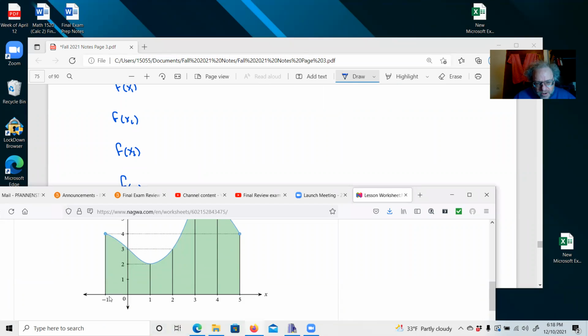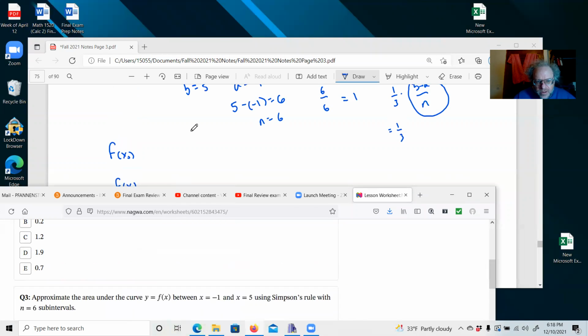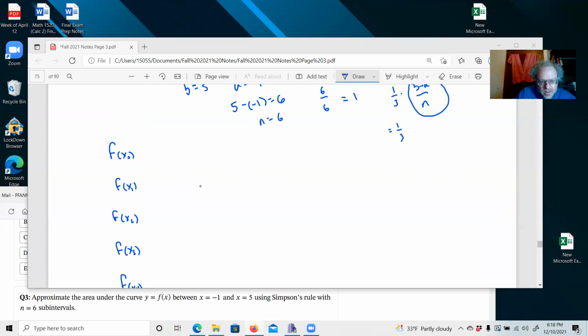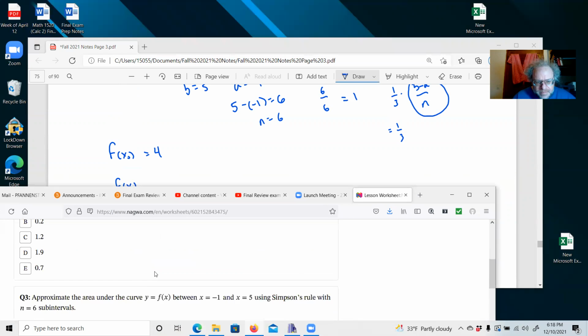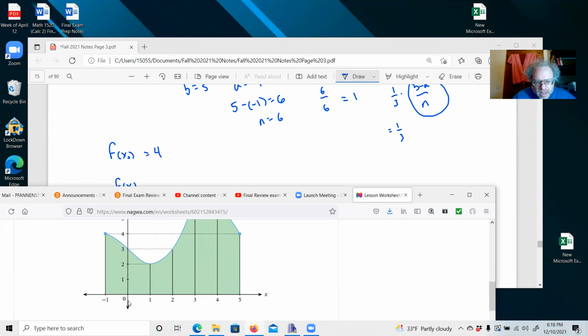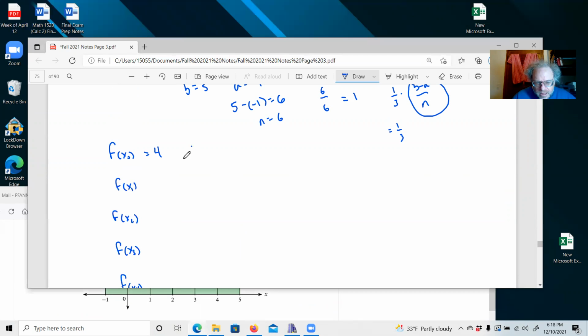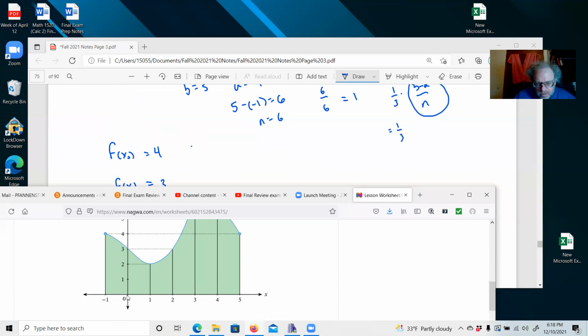So here we're going to have, what is f of -1? Well, that's 4. If you wanted to make a table for this instead, that would probably be better, but there we have it. Okay, f of x1, that would be 0, right? So at x0, that's going to be 3. Okay, x2, there's 0, 1, 2, that's going to be 2.